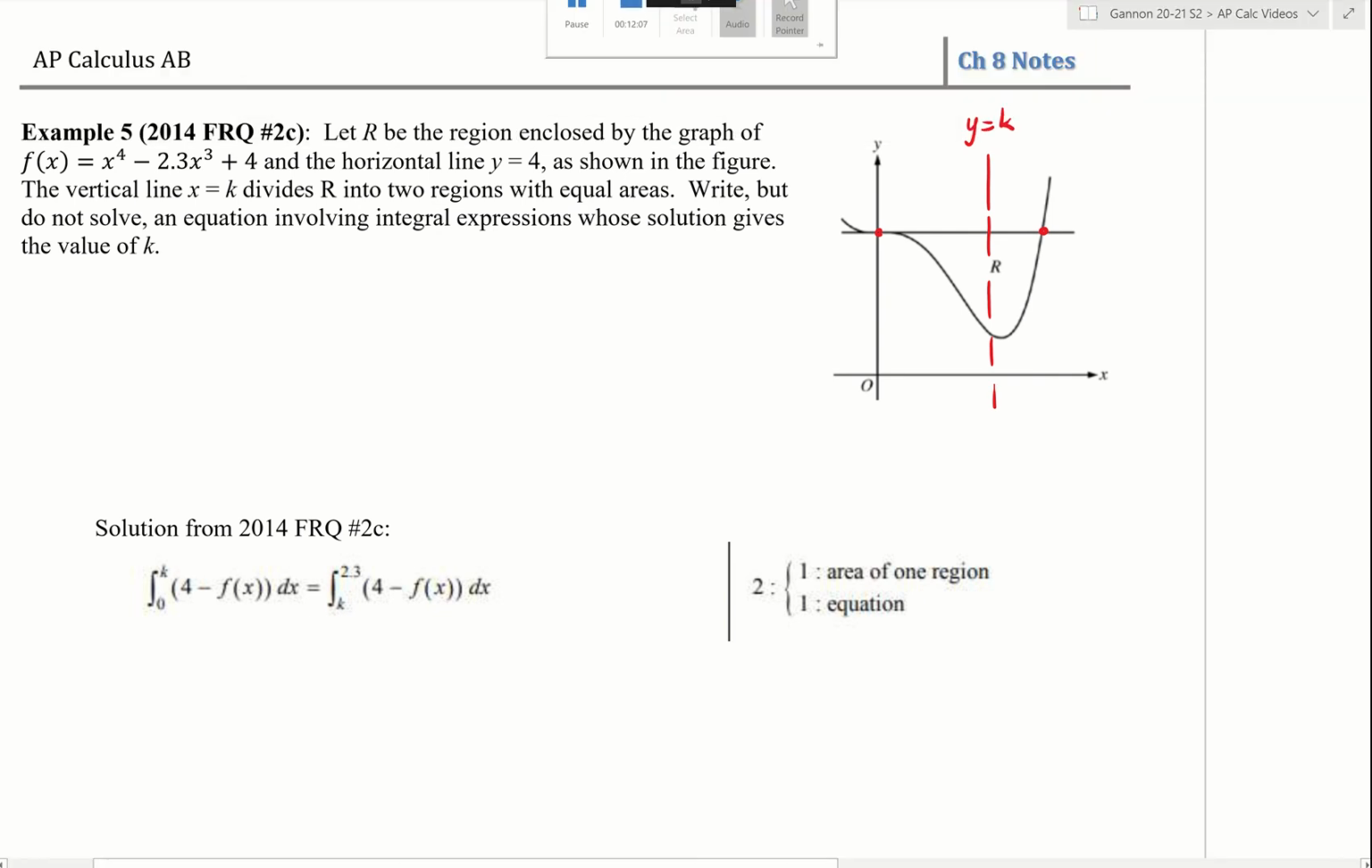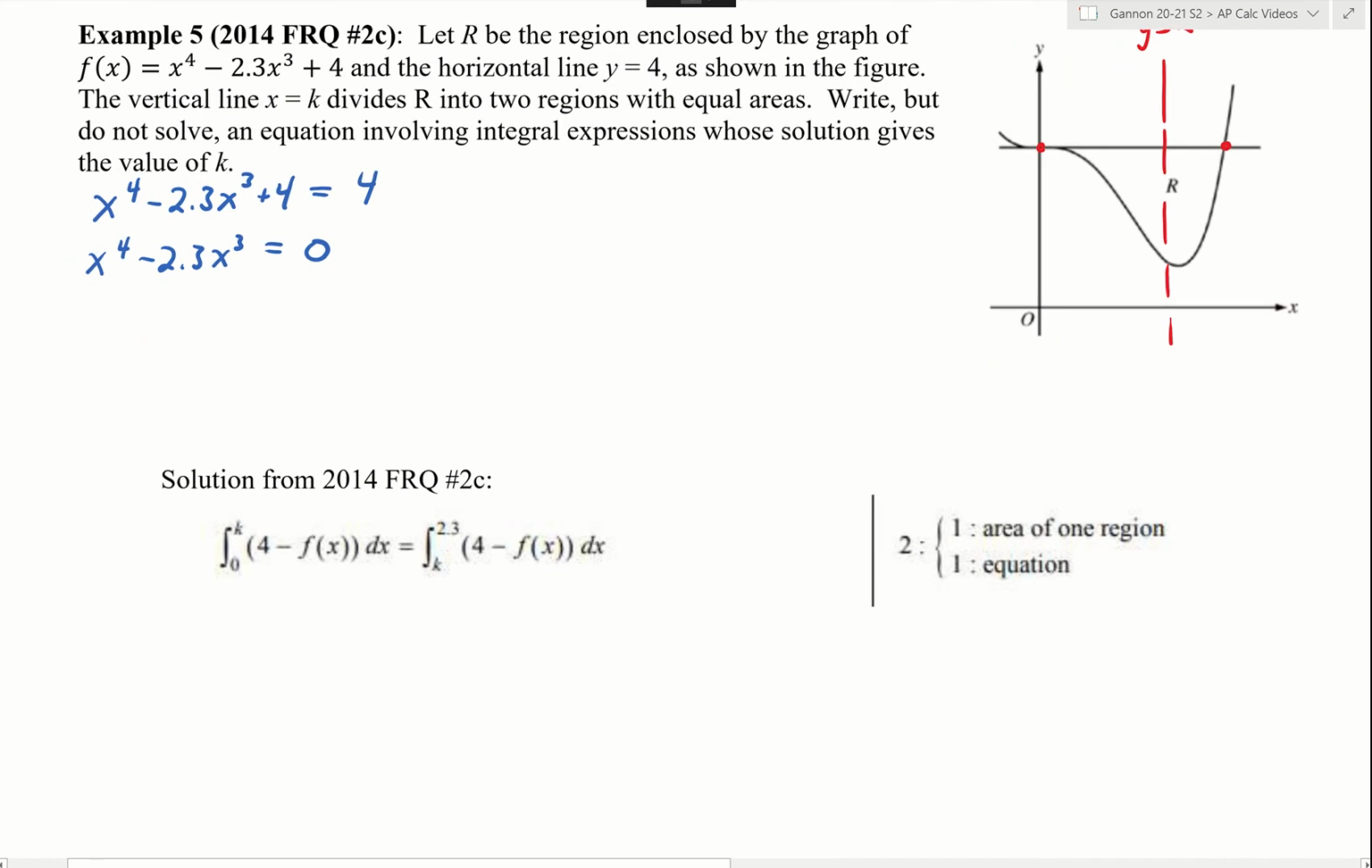The easiest way to find that is just to set the equations equal. So x to the fourth minus 2.3x cubed plus 4, when does that equal 4? Well, if we move the 4 over, we get x to the fourth minus 2.3x cubed equals 0, because the 4's cancel. And if you look, this is actually a pretty easy equation to solve.